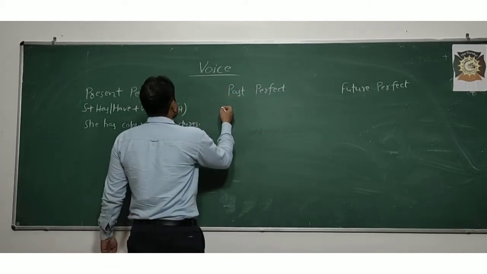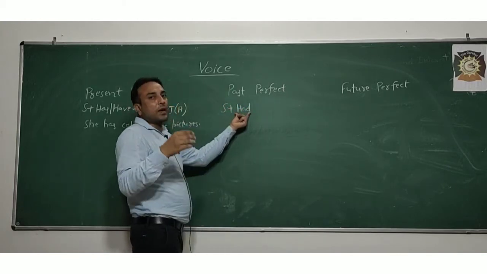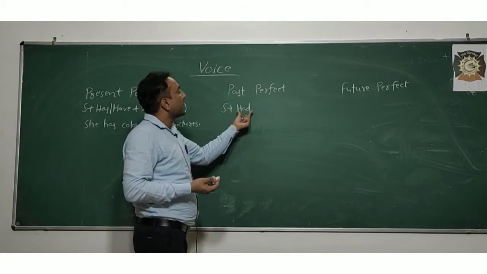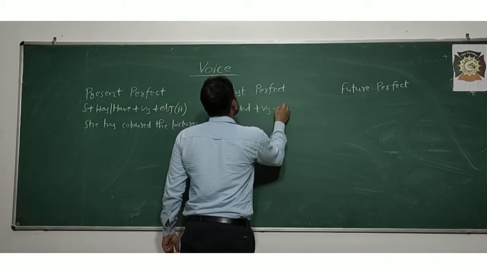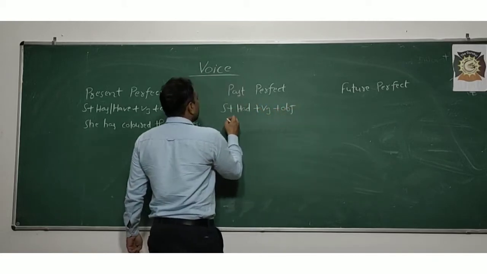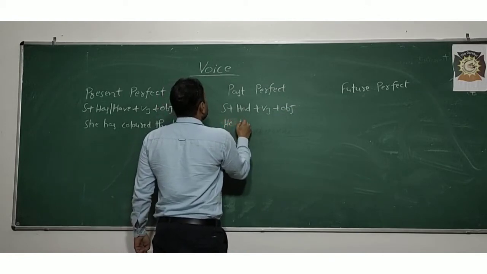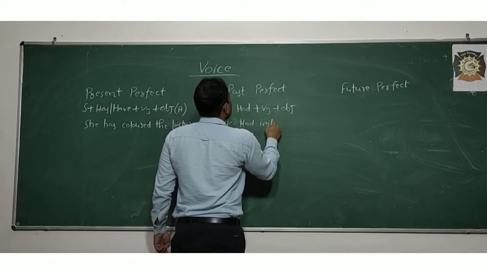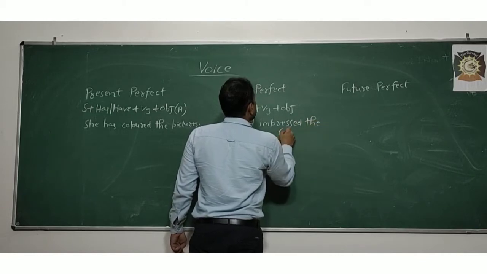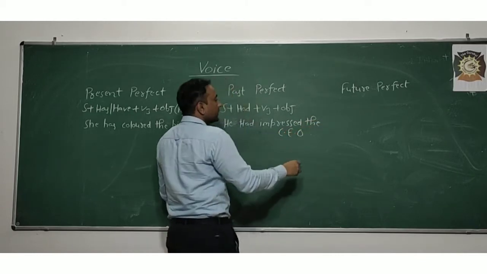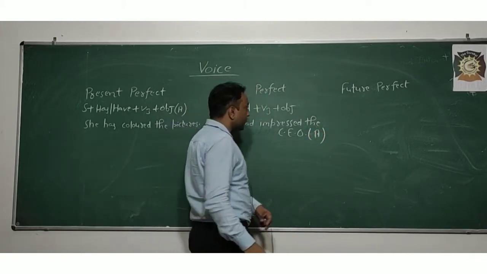For past perfect, the structure is subject plus had. Whether the subject is singular or plural, the helping verb remains had. This is the only helping verb. Subject plus had plus V3 plus object. If I write, he had impressed the CEO. This is also in active voice, and I will change it for you into passive voice.